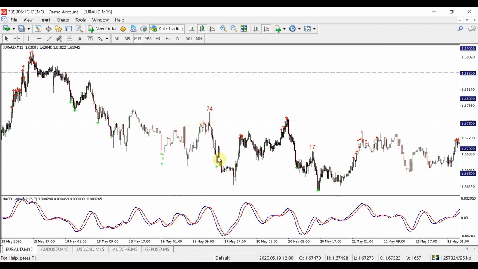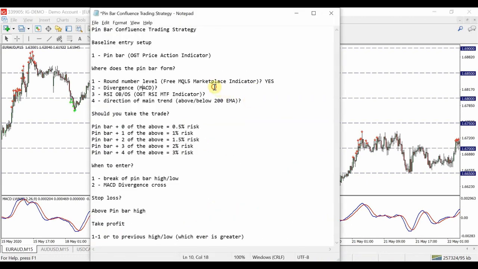So therefore I consider that as divergence. It's not the best looking divergence, if I'm honest, but it's considered as divergence. And also I do like it's at this round numbers level. So it's not the cleanest cut, but I'm going to say that it has got divergence.